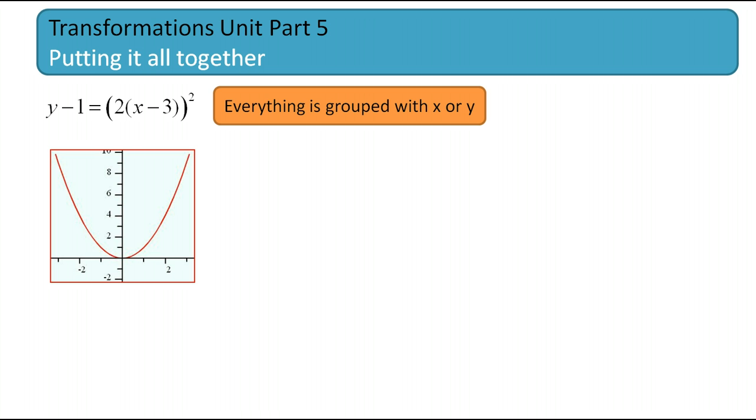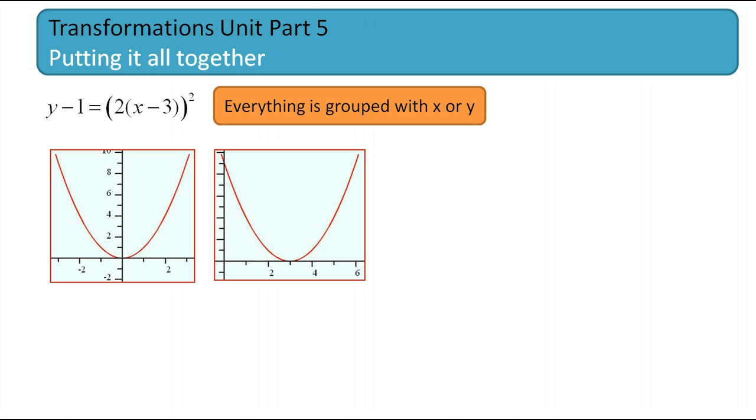We'll start with any reflections, and in this case there are no negatives. The minus 3 is not a negative, so that does not reflect, nor is the minus 1. So there are no negatives with this function, therefore there will be no reflections.